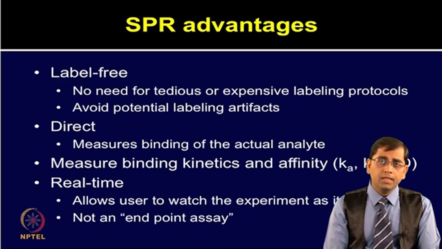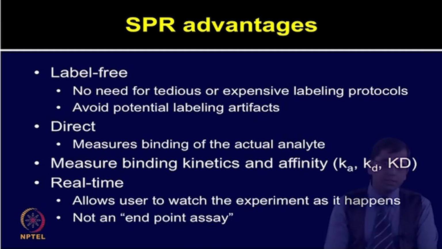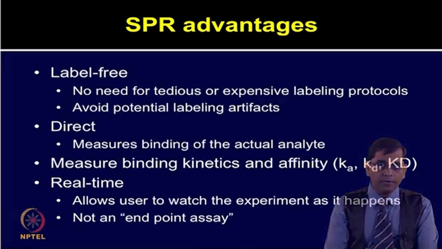It avoids the artifacts due to the labeling. It is a direct method because it provides measurement of binding of actual analyte. It provides information in real time as the experiment proceeds. Therefore, it is not an endpoint assay unlike other label based detection methods, and most importantly it gives you a measure of binding kinetics and affinity, the on rate, off rate and dissociation constant.